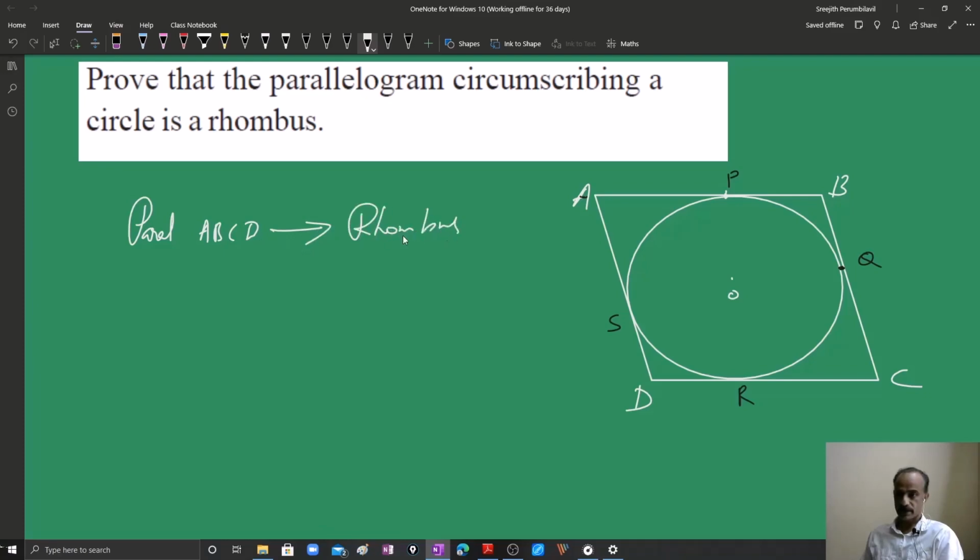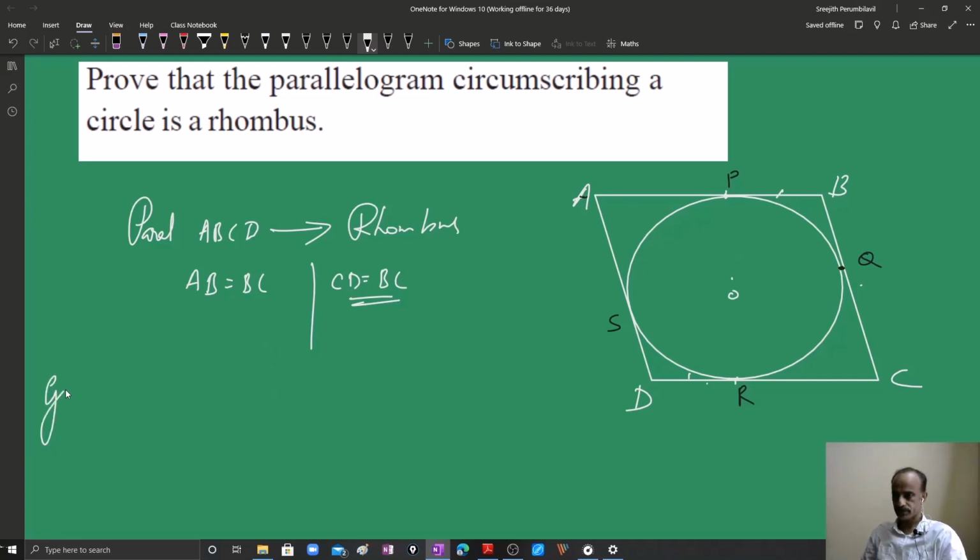When any adjacent sides are equal. That means AB is equal to BC, or we can prove that CD is equal to BC. If we can prove that any adjacent sides are equal, since in a parallelogram opposite sides are already equal, then if adjacent sides are equal, all sides are equal, and it becomes a rhombus. So a rhombus is a parallelogram in which adjacent sides are equal.